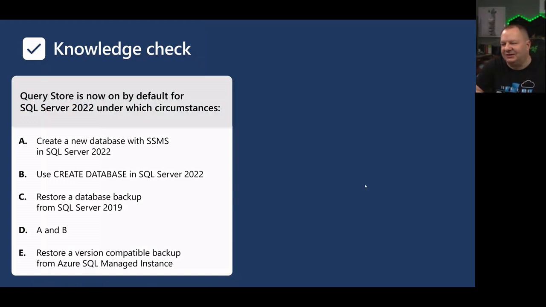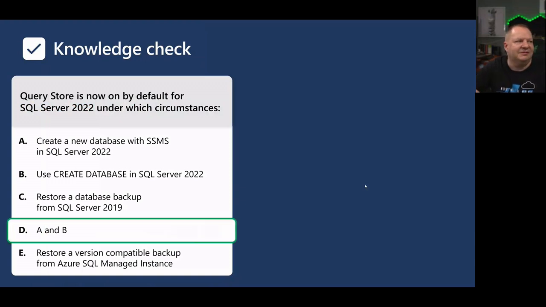All right. A few more seconds and then, okay, let's do a drum roll. All right, ready? The answer is new databases, version 18 and 19 of SSMS, or some of the other tools like Azure Data Studio. Basically, a new database in the SQL Server 2022 engine will have the Query Store on by default. And also if you use the CREATE DATABASE syntax inside of a query. So anything where we create new databases.